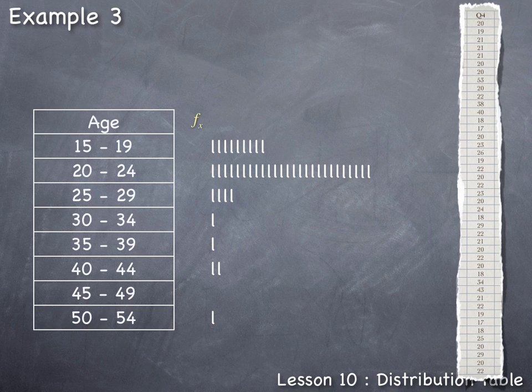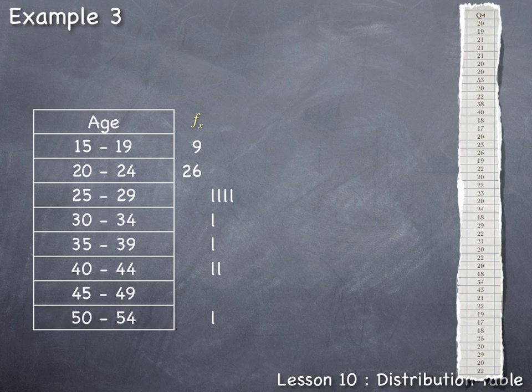Now, the frequency is just the count of all these data values. So if we go through and count how many students were 15 to 19 years of age, we would find there was 1, 2, 3, 4, 5, 6, 7, 8, 9, giving a frequency of 9 for the 15 to 19-year-old age range. Counting the number of students who were 20 to 24 years of age, we find 26, a frequency of 26.